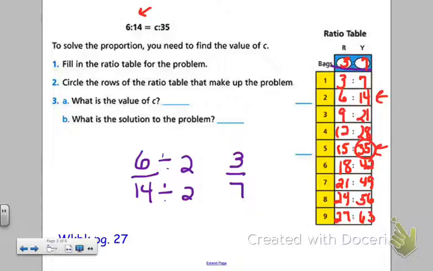Now I need to figure out, well, how much money for the red apples? The value of C, that missing value, is 15. The solution to the problem is $15. It's going to cost us $15 to get 5 bags of red apples because we also are using 5 bags of the yellow apples.